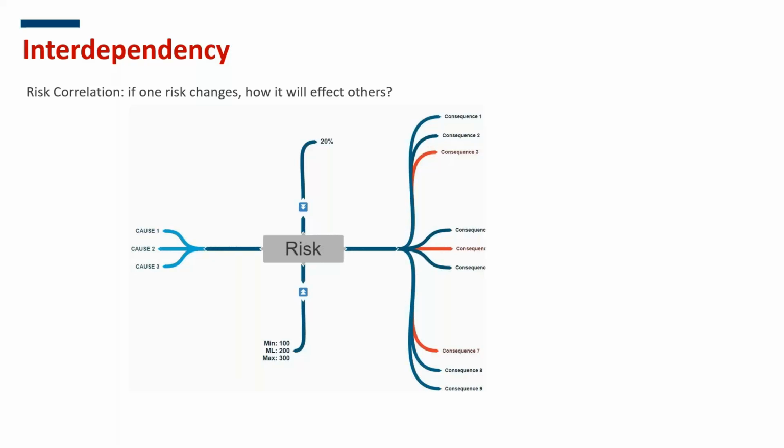So the second point then, interdependency. So risk correlation in our language. If one risk changes, how will it affect others that are related to it? So it's a complicated task. So here's a very basic representation of a risk. So we've got our core risk description, we've got our probability coming into that, we've got our 3-point estimate. So already you've got two elements which are almost entirely subjective.